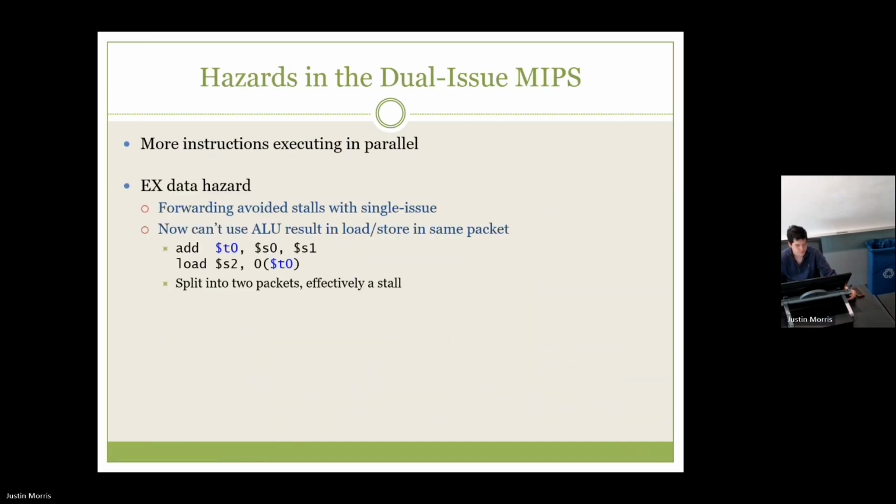But that is not always the case, right? We have these hazards, and because of, say, this dependency right here, they can't go together, right? So we're going to split this pair into two packets instead, which for our dual issue processor is like calling it twice.